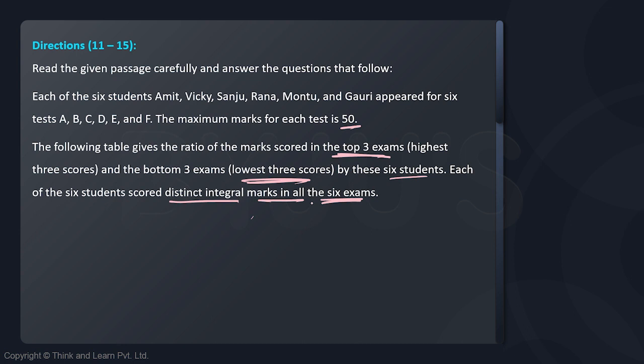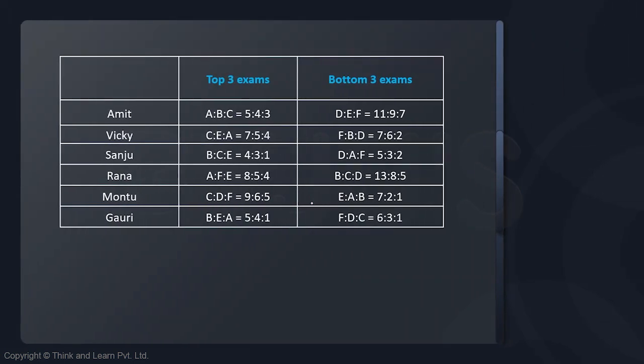Let's talk about it now here. So this table is giving us the top 3 scores of Amit and the bottom 3 scores. He has scored the top 3 in subjects ABC, bottom 3 in DEF. Vicky has scored top 3 in CEA, bottom 3 in FBD, so on and so forth.